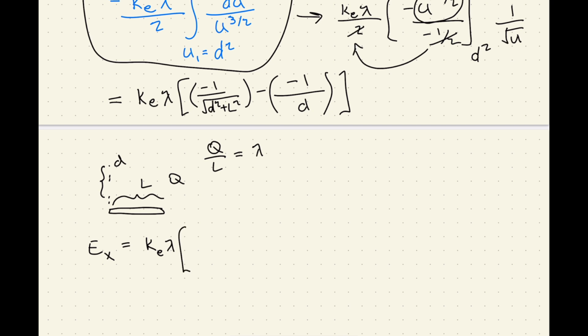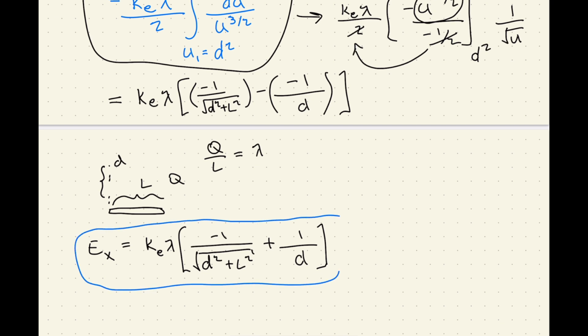So what we got here was square root of d squared plus L squared. This was after a bit of u substitution. Here we have a minus sign. And then on the second term, we have minus and minus makes a plus, plus 1 on the top and d on the bottom. So this is the total component that we get for the EX side of things.